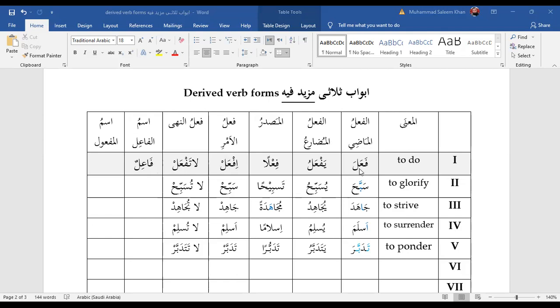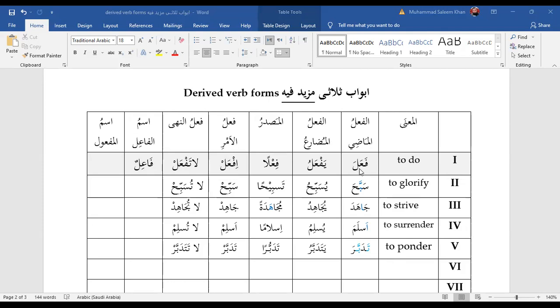So that's the basic and the standard verb form, that is number 1. And that number 1 has a huge variety. 2, 3, 4, 5, they follow one pattern, whereas number 1 has different patterns. For example, you know that we have learned nasara, yansuru, nasran, right? Daraba, yadribu, darban. Do you remember them? Sami'a, yasma'u, sam'an, and fataha, yaftahu, fathan.